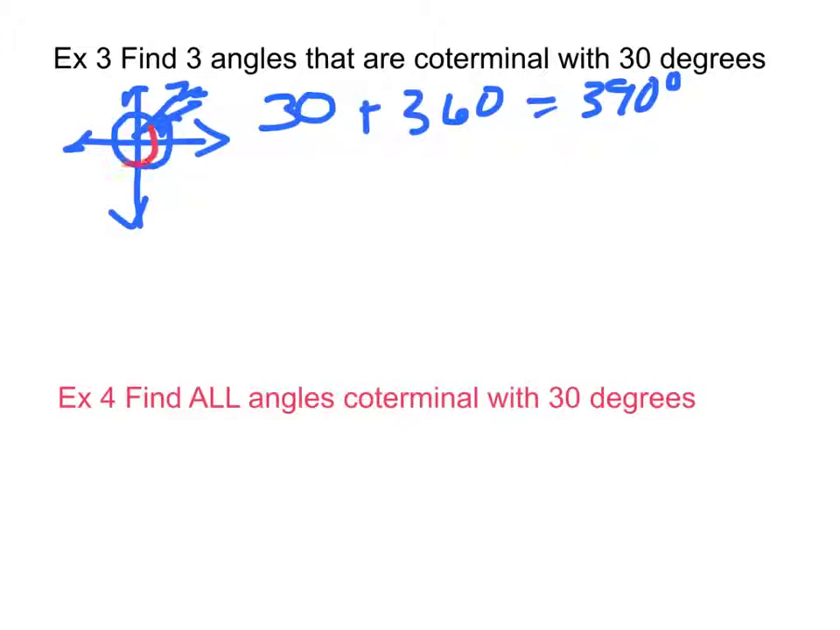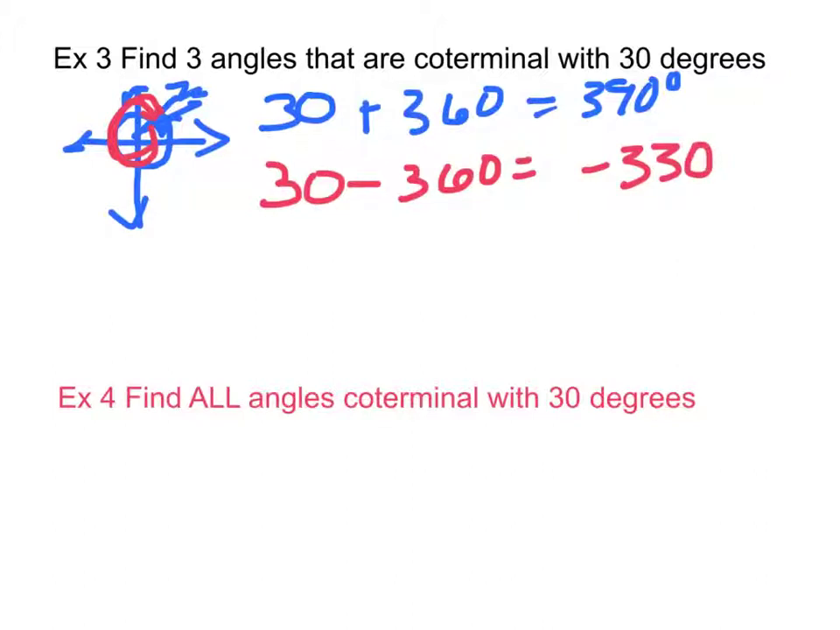And I go from here and go backwards, and end up at that spot. So it's 30 minus 360, and I have negative 330 degrees.